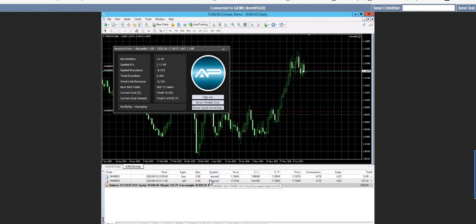Right now it's Tuesday night and Alexander has a buy position on Euro. This is telling me that Alexander is anticipating that the Euro is going to move higher throughout the night into the next morning, and it'll probably hit these take profits during the London session.